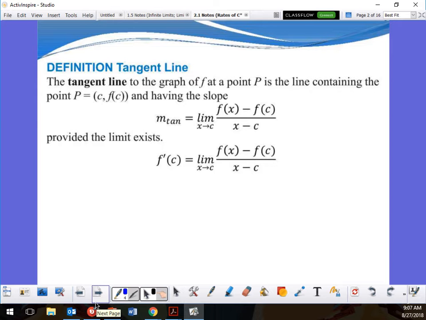So, the tangent, m. We know m stands for what? Slope. So, it is the slope of the tangent is equal to the limit as x goes to c of f(x) minus f(c). Yeah, so it's basically my 2 points there. So I'm basically getting the slope of the tangent is the same thing as saying f prime of c. So finding the derivative at c. That's what that means.